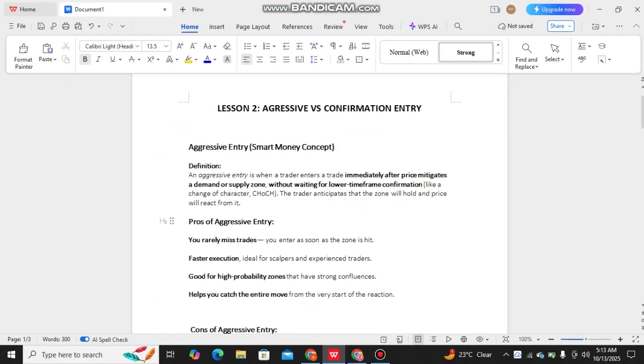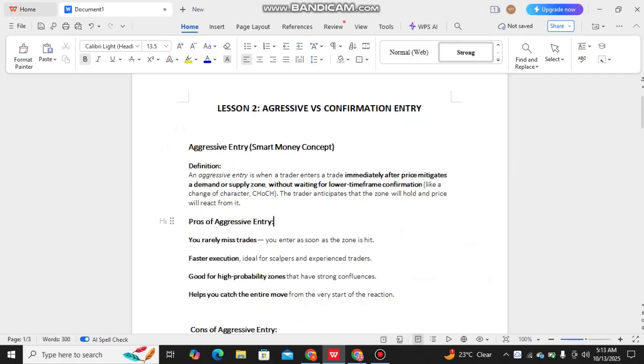So the pros of aggressive entry. What are the good things about trading aggressively? Number one is you rarely miss trades, right? So you enter as soon as the zone is mitigated, so you are not waiting for any other thing. Price can just go in your direction instantly.